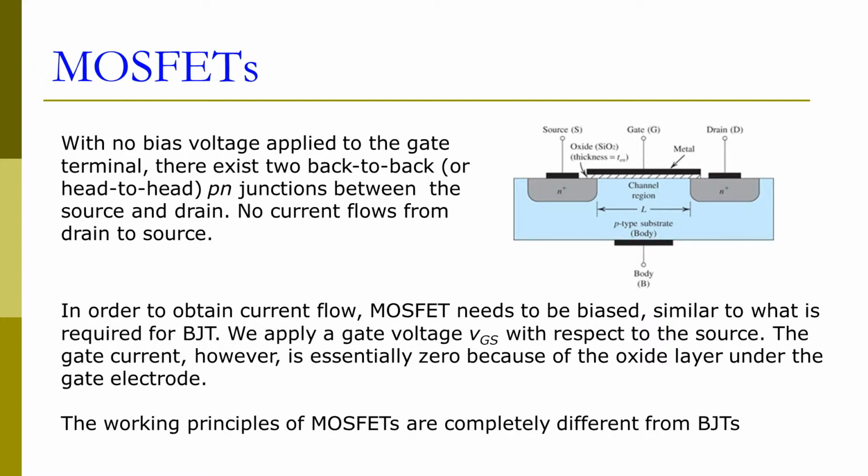So in order to obtain current flow, MOSFET needs to be biased. And similarly to what is required for BJT, we can apply a gate voltage from here with respect to the source. However, even though we have our gate voltage here, we will not have any gate current, because this insulating layer here will block any current. In this way, the working principle of MOSFET will be completely different from BJTs.